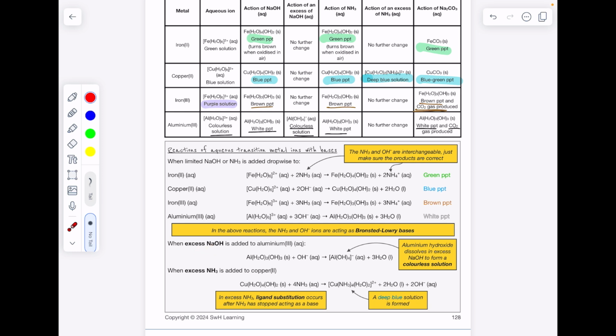When excess sodium hydroxide is added to aluminium, you find that the white precipitate dissolves, hence why we have an aqueous state symbol here. When excess ammonia is added to copper 2, again we see that the precipitate dissolves and a deep blue solution is formed. What's actually taken place is that in excess ammonia, ligand substitution occurs after ammonia has stopped acting as a base.